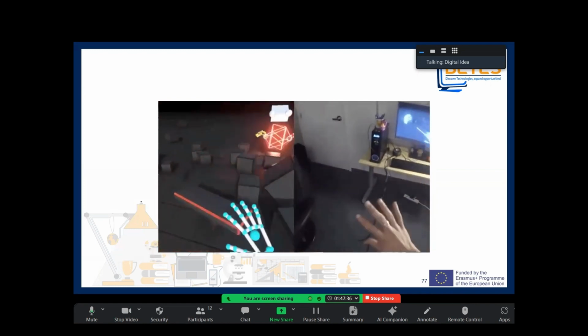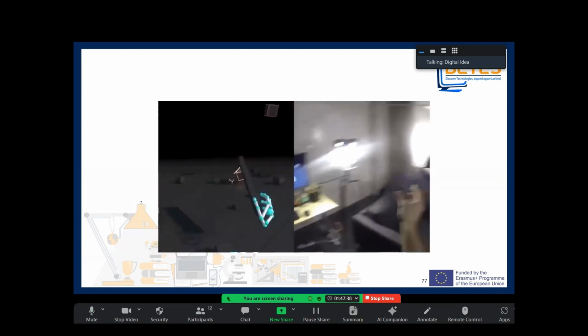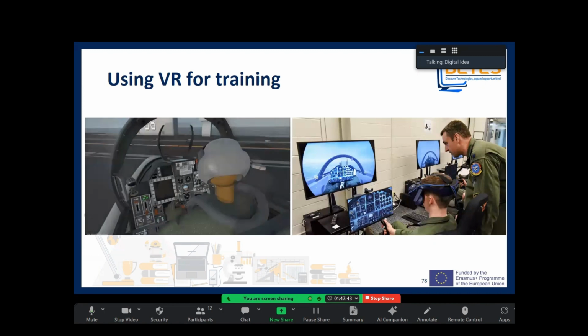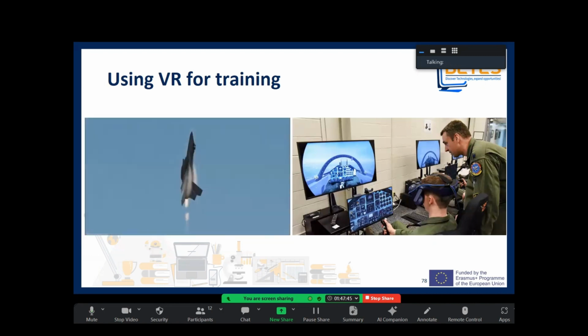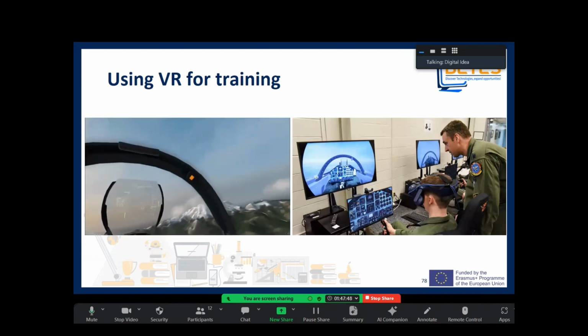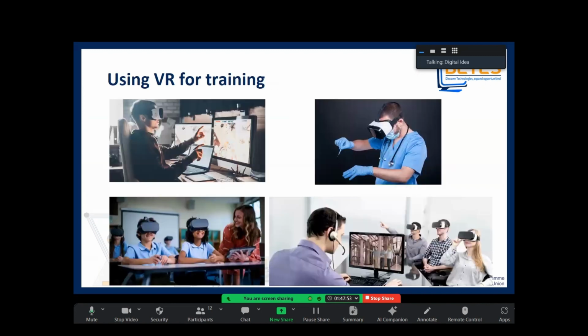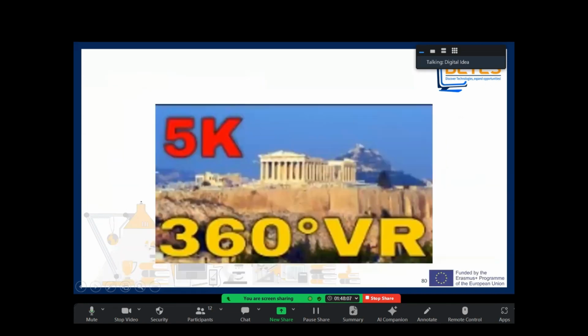This is one more example of VR. This is a training of a pilot. Pilots mostly use VR to train. Airplanes are expensive equipment. Surgeons, designers, students, on-field workers. You can use VR for training almost everywhere.